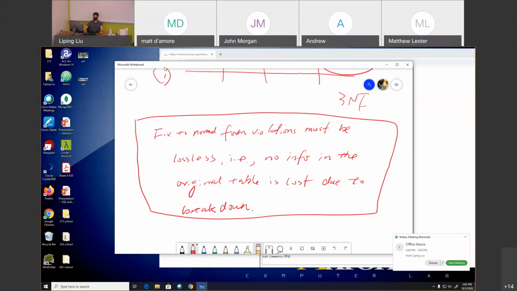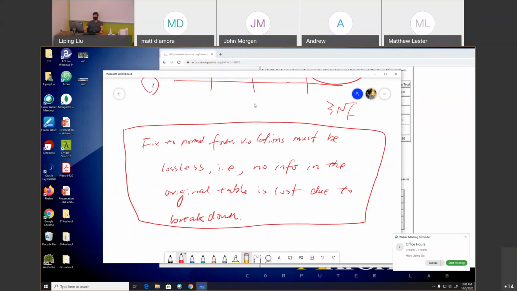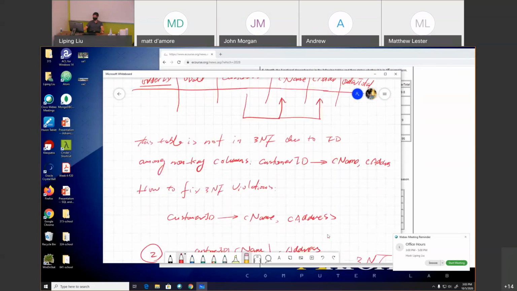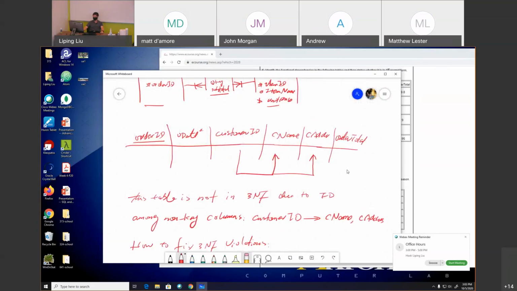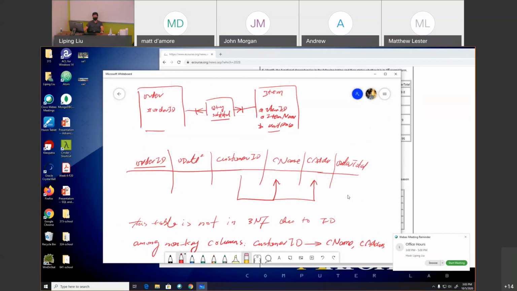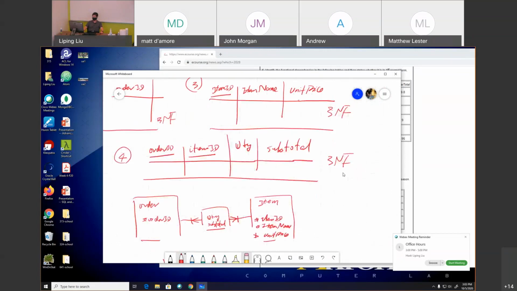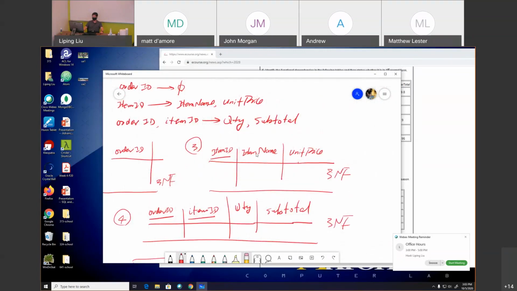Does anybody have questions? Yeah, I had a question. So going back to the item ID table, I was just wondering why the item name wouldn't determine the unit price. Because if you know the name, the name of it has a price to it. I think, let's see, where's item ID here? Item ID here. Item name and unit price. So if you say the item name can determine unit price, you probably have to assume that item name is unique among all your items. Is that possible?